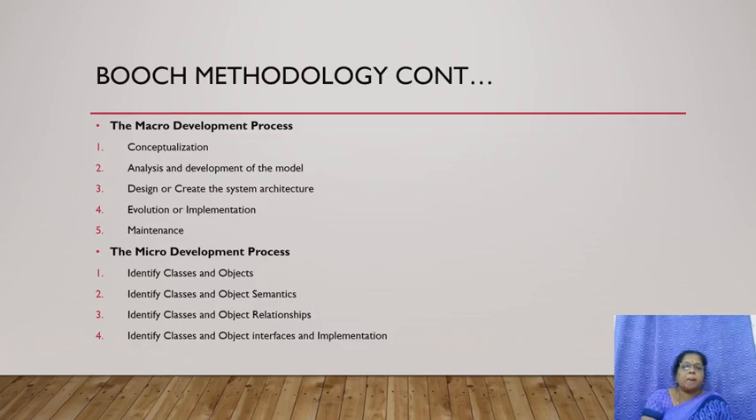This is a macro development process. And the next one is the micro development process. There are four steps we have to use. First one, identify the classes and objects. The second one, identify the classes and the object semantics. Then identify the classes and the object relationships. And identify the classes and the object interface and implementation.